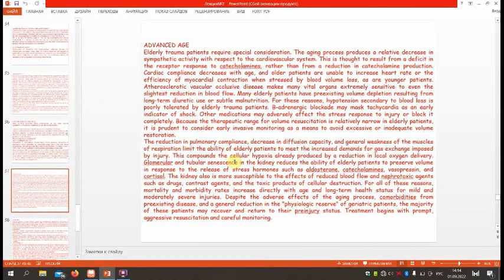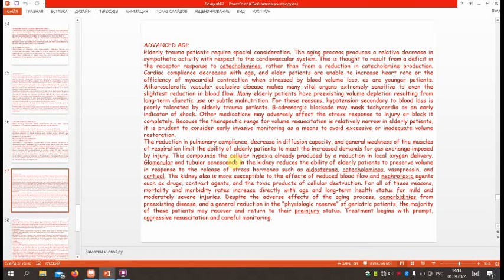Because the therapeutic range for volume resuscitation is relatively narrow in elderly patients, it is prudent to consider early invasive monitoring as a means to avoid excessive or inadequate volume restoration. Reduction in pulmonary compliance, decrease in diffusion capacity, and general weakness of the muscles of respiration limit the ability of elderly patients to meet the increased demands for gas exchange imposed by injury. This compounds the cellular hypoxia already produced by reduction in local oxygen delivery.